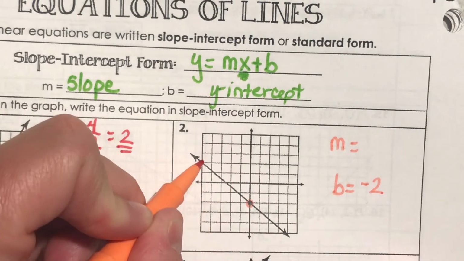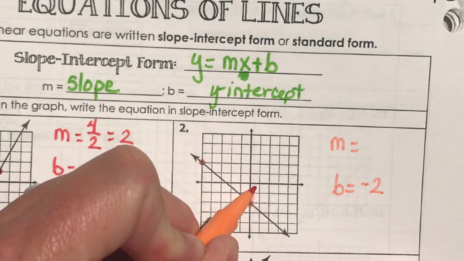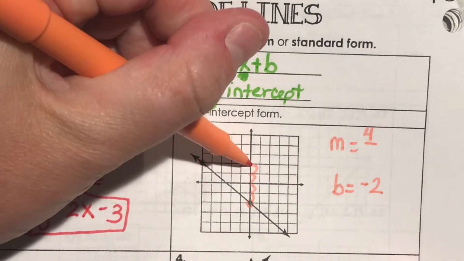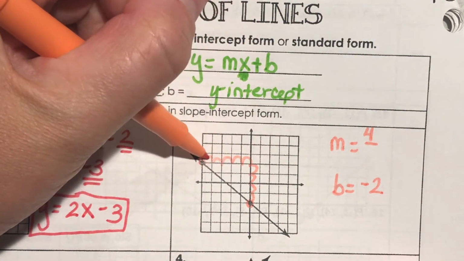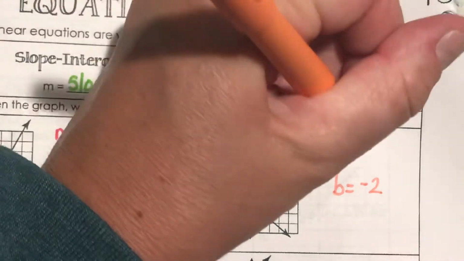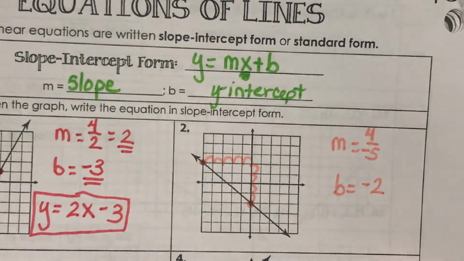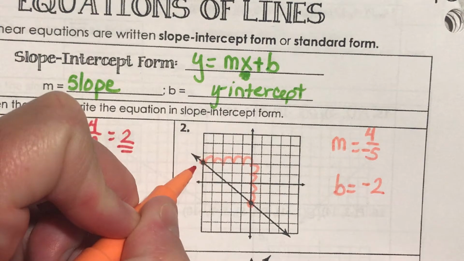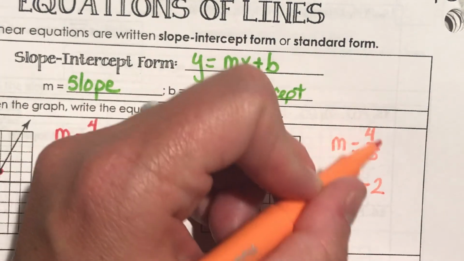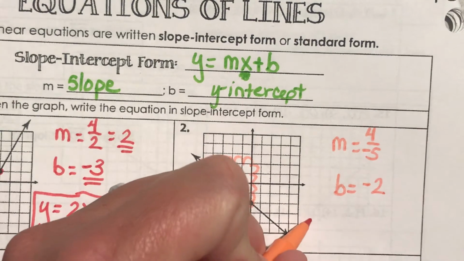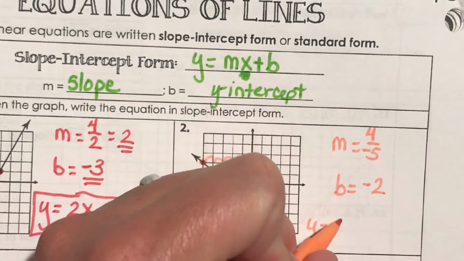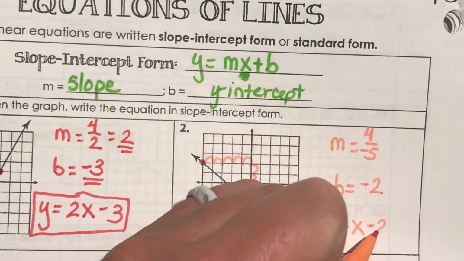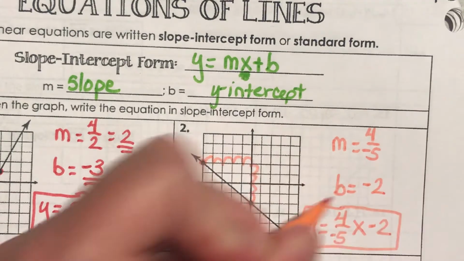Now to get from here to here, I go 1, 2, 3, 4 up, so +4. And then 1, 2, 3, 4, 5 to the left. Left is a negative direction. So 4 over -5. I rose up 4 and I ran 5 to the left. And that can't be reduced, so we're going to leave it like that. So now my equation, y = m, so 4 over -5, x, and then minus 2.